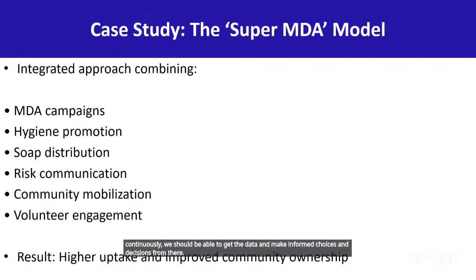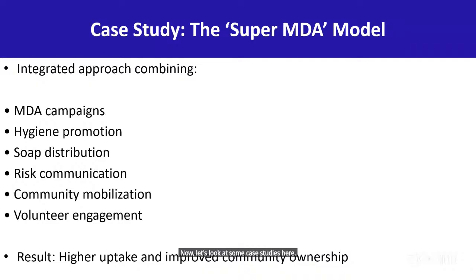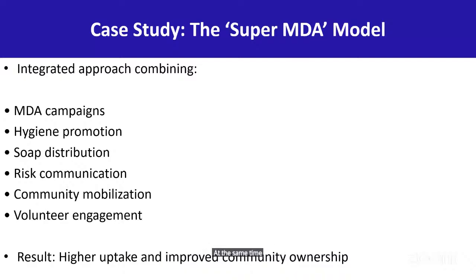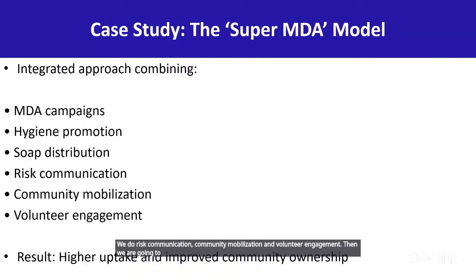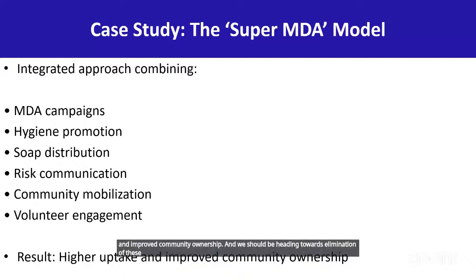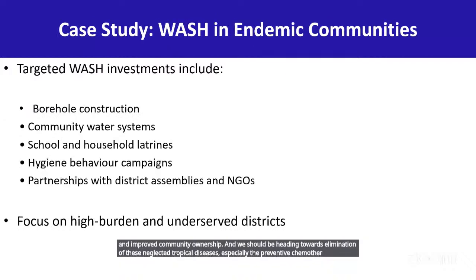Now let's look at some case studies. The super MDA model: what can be done? Integrated approaches: what can be done? If we have mass drug administration campaigns ongoing at the same time as hygiene promotion, we distribute some soap, we do risk communication, community mobilization and volunteer engagement, then we are going to have higher uptake and improved community ownership. And we should be heading towards elimination of these neglected tropical diseases, especially the preventive chemotherapy ones.